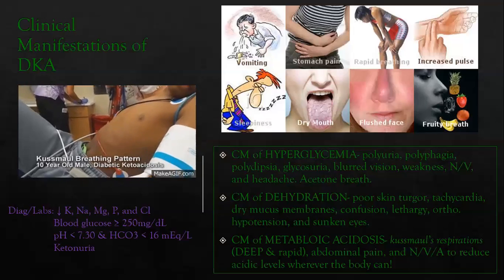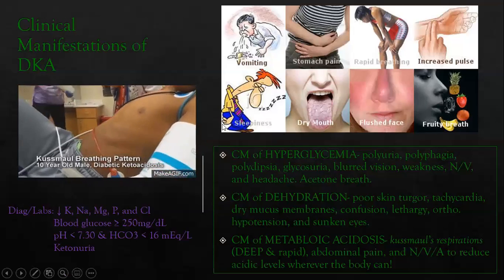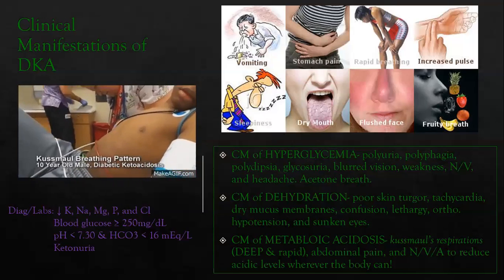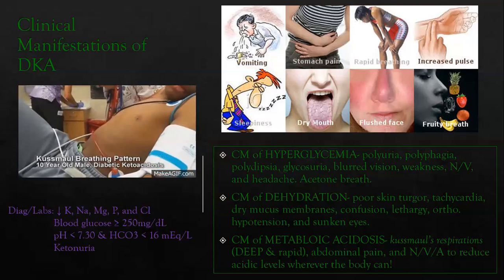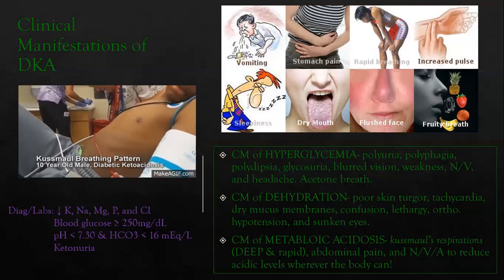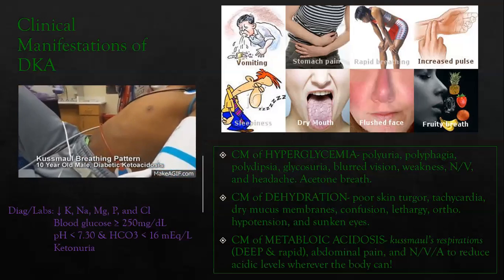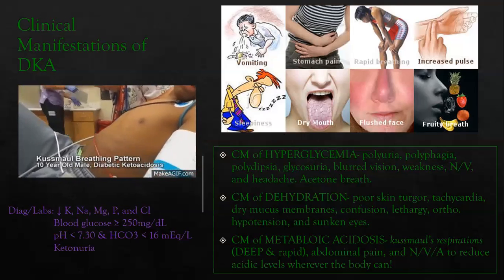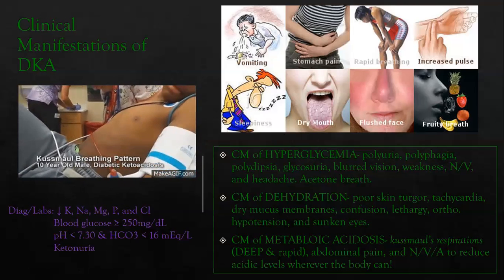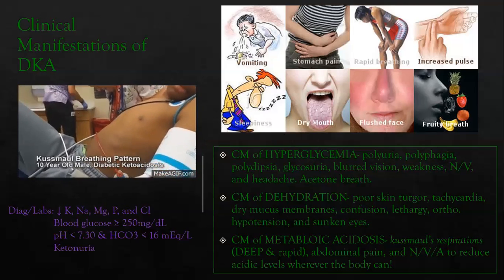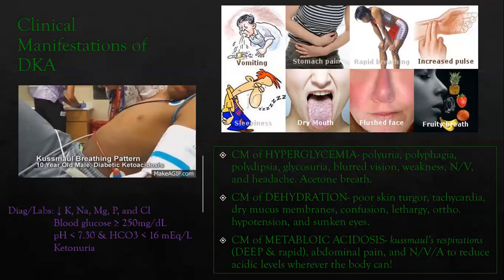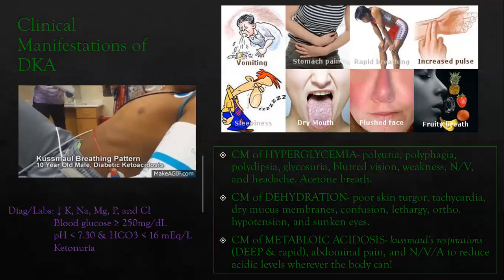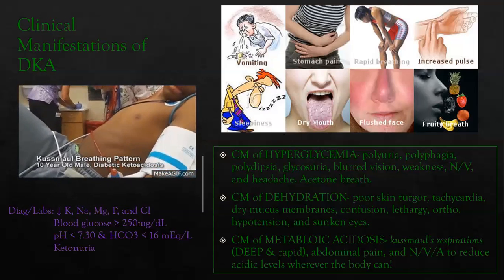All right, so clinical manifestations. Don't get super overwhelmed. I want you to break it down. So you know they have super high sugars, so you already know what the signs and symptoms of hyperglycemia are: polyuria, polyphagia, polydipsia, glucosuria, blurred vision, weakness, nausea, vomiting, headache, as well as at this point, they're going to have acetone breath. This fruity, sweet smelling acetone breath is because there's too many ketones and you can start smelling it.